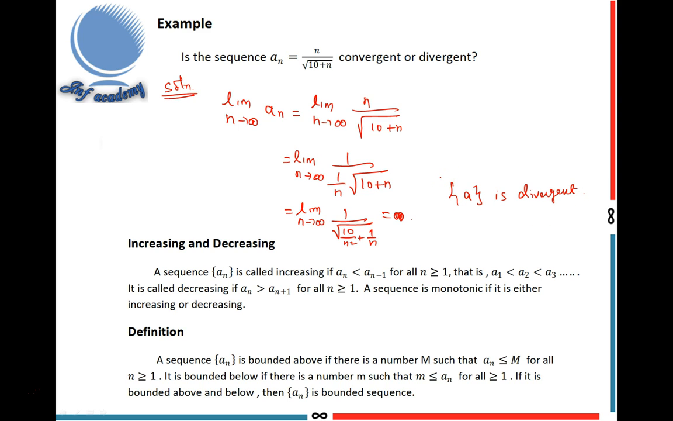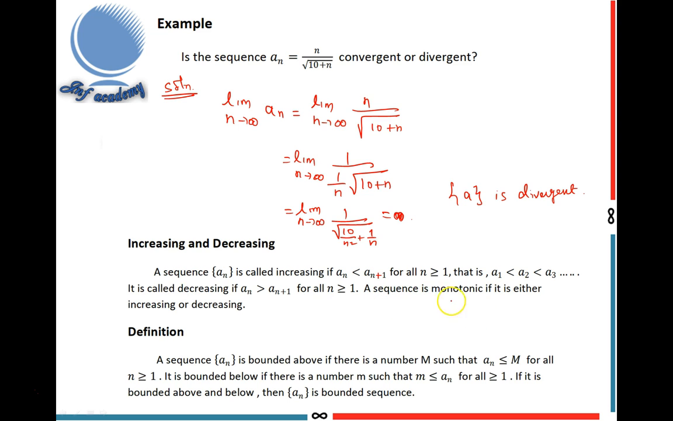Next, I am going to explain what is an increasing and decreasing sequence. A sequence an is called increasing if an less than an plus 1 for all n greater than or equal to 1. That means a1 less than a2 less than a3 less than etc. The sequence is called decreasing if an greater than an plus 1 for all n greater than or equal to 1. That means a1 greater than a2 greater than etc.